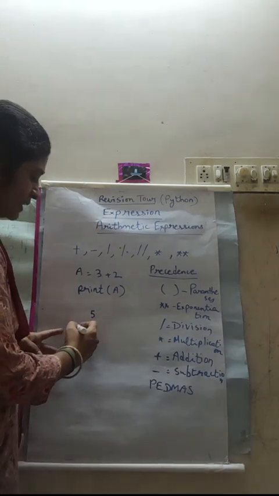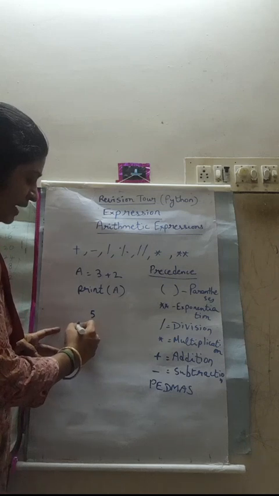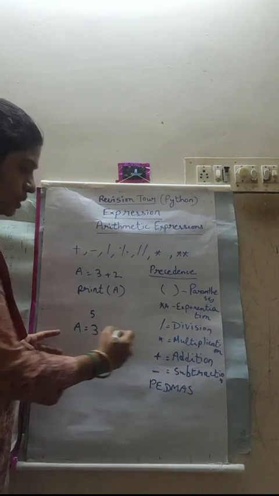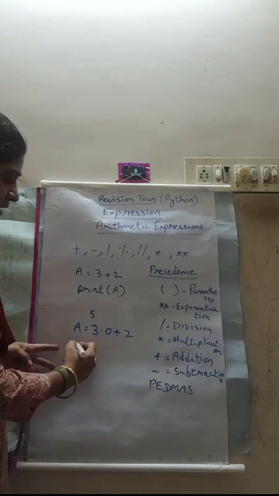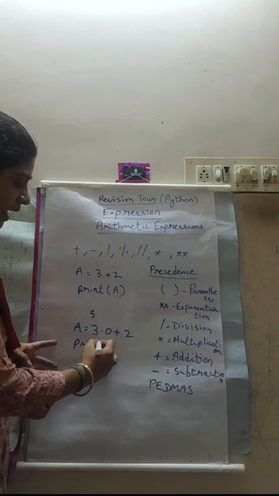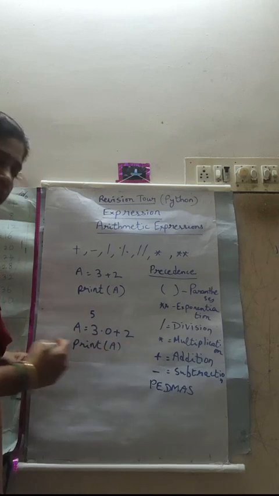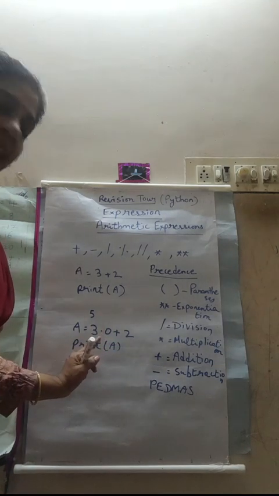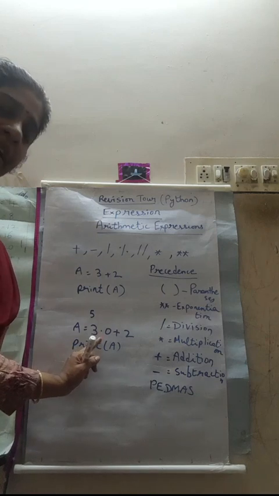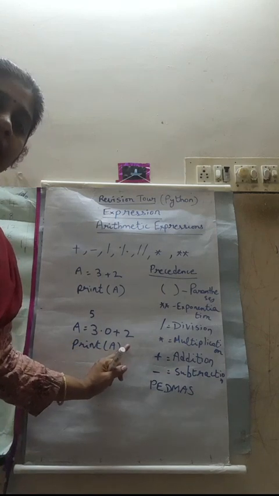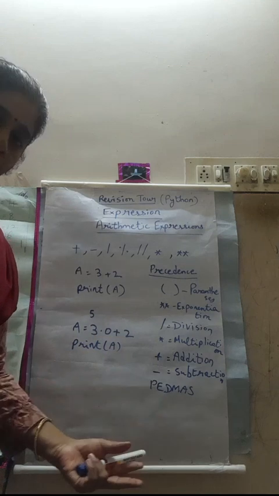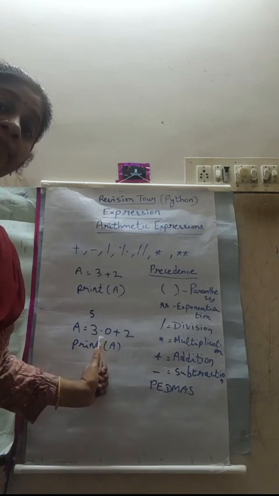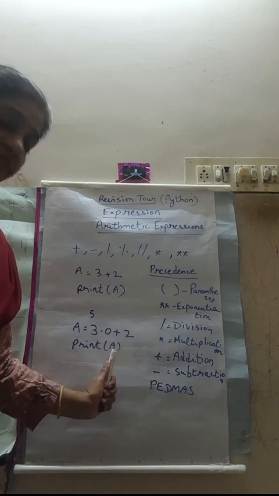Suppose I write the same thing in a different form. Suppose I write 3.0 plus 2. Now what will be the output if I write print A? One operand is of floating point type and another operand is of integer type. Now what will be the type of output? Now we know the answer is 5, but the answer will be 5.0, not 5.